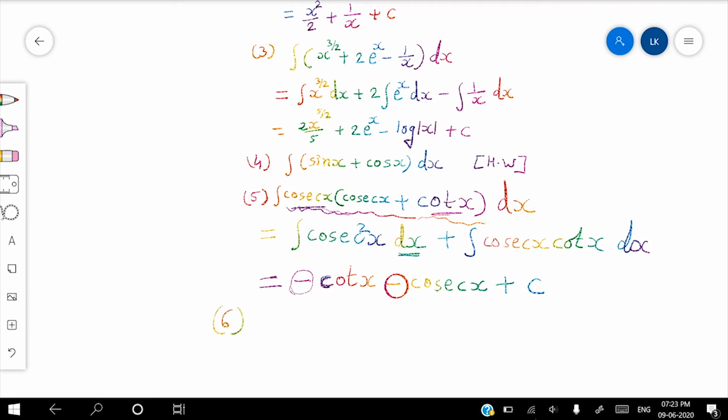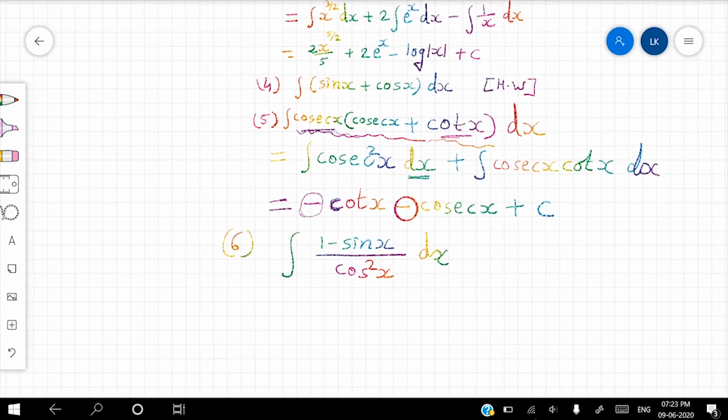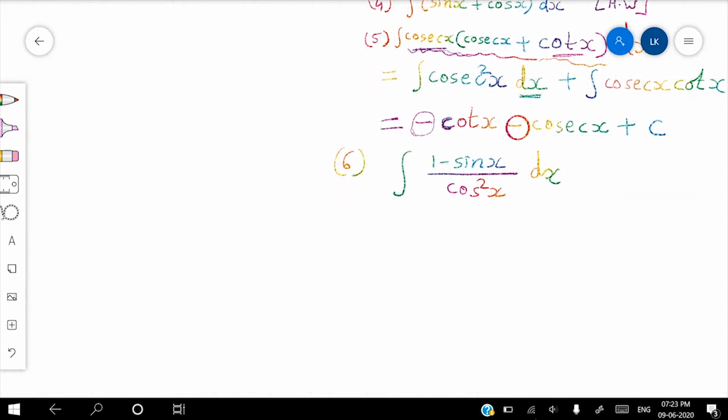Can you do one more example in homework? Do it only yourself. Okay? Find the integral of (1 minus sin x) upon cos square x, dx. I am giving you a hint. Divide each term by cos square x. Here there is the importance of the bracket. 1 upon cos square means sec square, and sin x upon cos square x means sin upon cos into 1 upon cos. Sin upon cos means tan. 1 upon cos means sec. Okay, do fast.